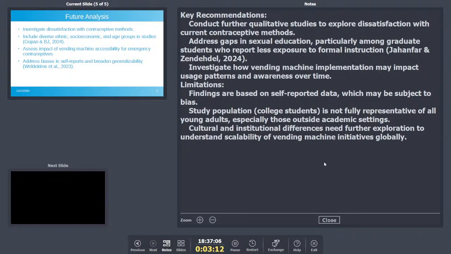Limitations were that findings are based on self-reported data, which may be subject to bias. The study population, which is college students, is not fully representative of all young adults, especially those outside academic settings. Cultural and institutional differences need further exploration to understand the scalability of vending machine initiatives globally.